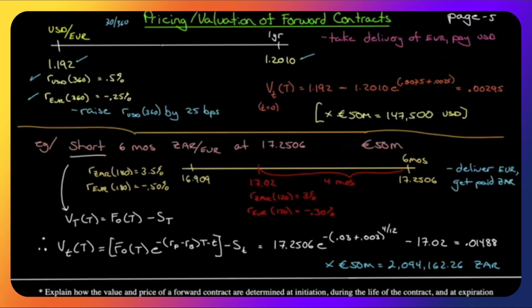And it is the current spot price, 1.192, minus the forward price discounted back to this day. But now the interest rates have changed, right? So we just discount this back at the new interest rates. And it is 0.0075 because it was 0.5%. Now it's 0.75% minus what the other rate is, but the other one's a negative, so that's why this turns to a plus. And we get 0.00295.